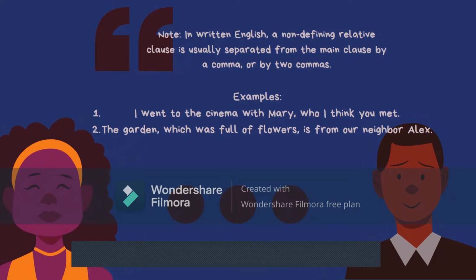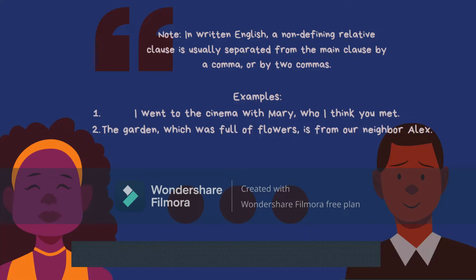Okay, we need to remember that a non-defining relative clause is usually separated from the main clause with a comma or two commas. For example, in the first one, it says, I went to the cinema with Mary, comma, who I think you met. So it's basically separating the main clause from the relative clause. And so you are going to use who or which in the non-defining relative clauses.